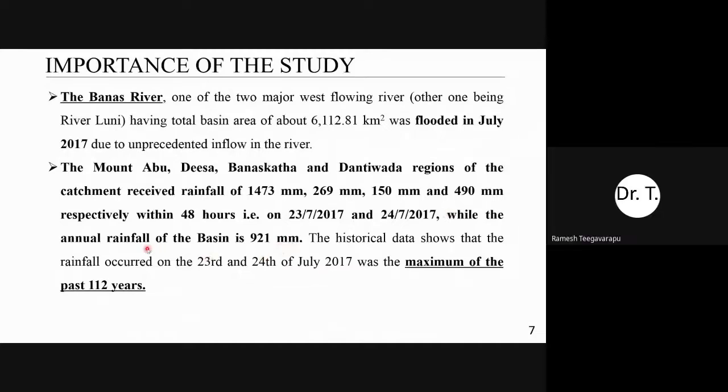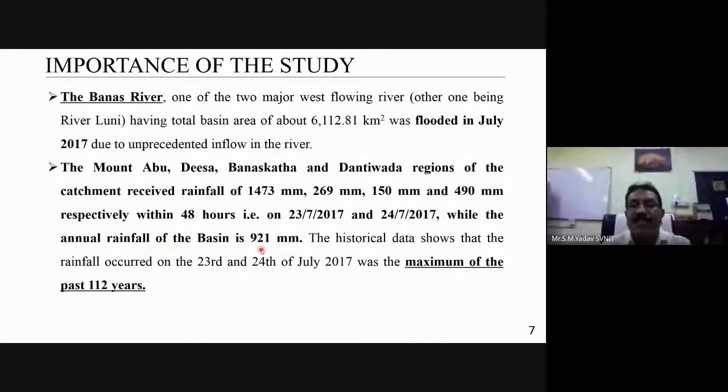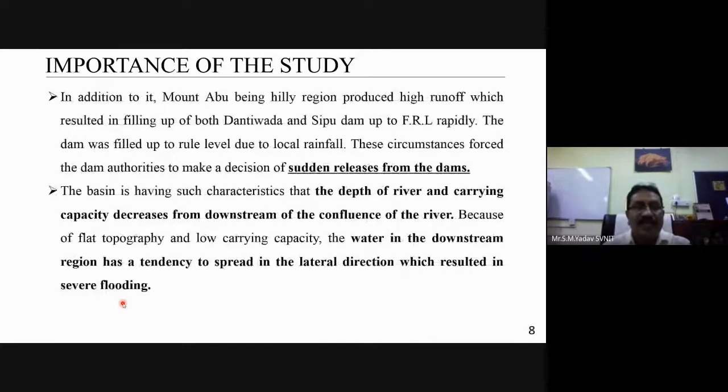While the annual rainfall of the basin is 921 mm. So look at the figure. The annual rainfall of the basin is 921 mm, while Mount Abu itself received 1,473 mm of rainfall in 48 hours. The historical data shows that the rainfall on 23rd and 24th was the maximum of the past 112 years. Why this happens, we will see.